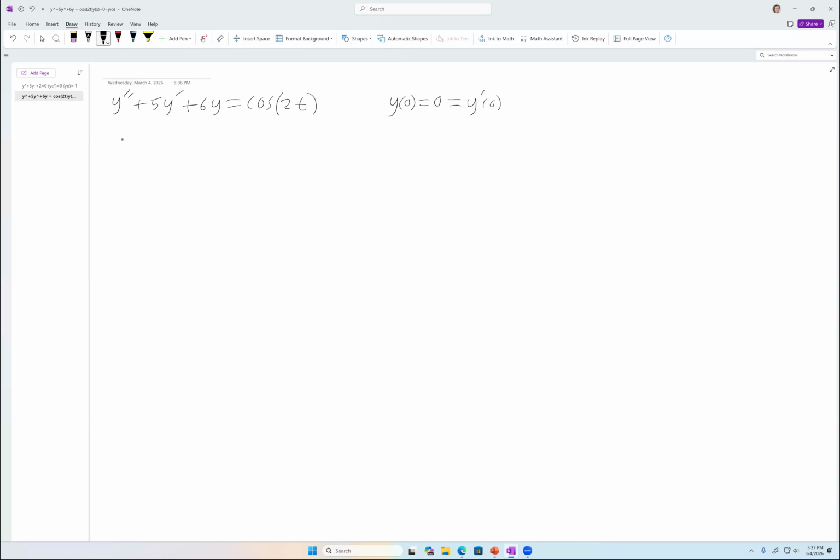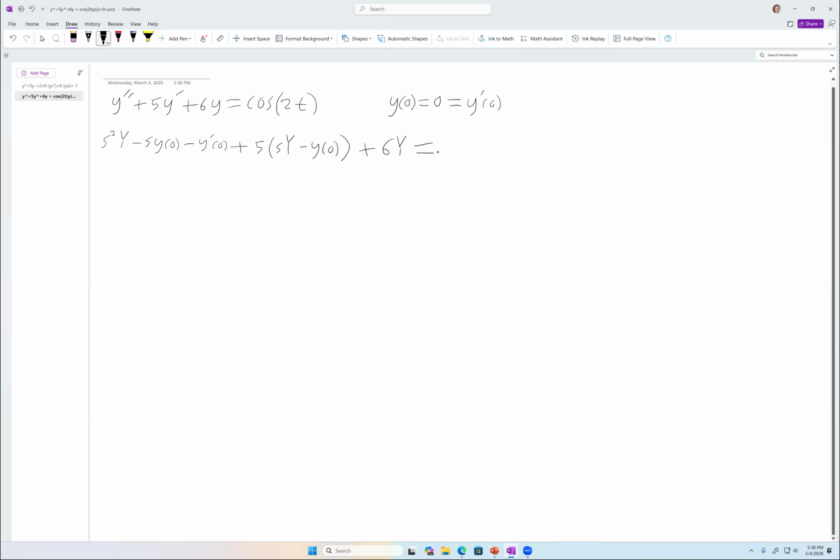Okay, sounds good. So from the first, we'll copy the same first step we had with the other problem. We'll just apply the Laplace transform operation to everything here. So we're going to have s squared times capital Y minus s times our initial condition y at 0 minus y prime at 0. And then we're going to have 5 times s capital Y minus y at 0 plus 6 times capital Y.